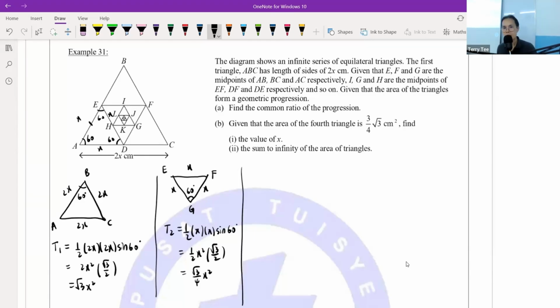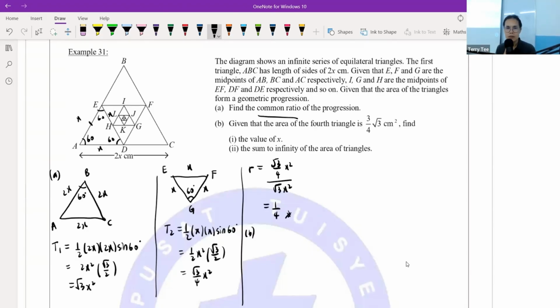Okay, so you're supposed to find the common ratio. Now, you don't have to show that the first three terms form a geometric progression. I'm sure you've seen those before, right? They say show that the first three areas of triangles form a geometric progression. Okay, but here we're not finding the first three. We just had to find the first two to find out our common ratio. And what's our common ratio? T2 divided by T1. Answer is 1 over 4.